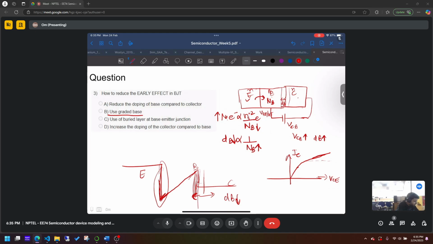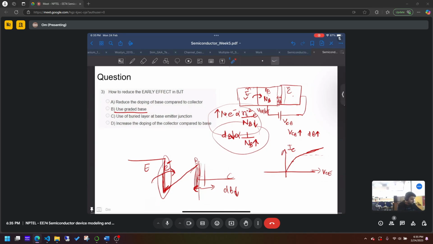And here at this junction we already have a lower base doping, so the injection would be higher, the electrons injected would be higher. So both of these conditions could be satisfied if the base doping is graded something like this. Here it is higher N_B, here it is lower N_B base doping. So with a graded base, we can reduce the early effect without affecting the BJT operation. I hope this is clear to all.